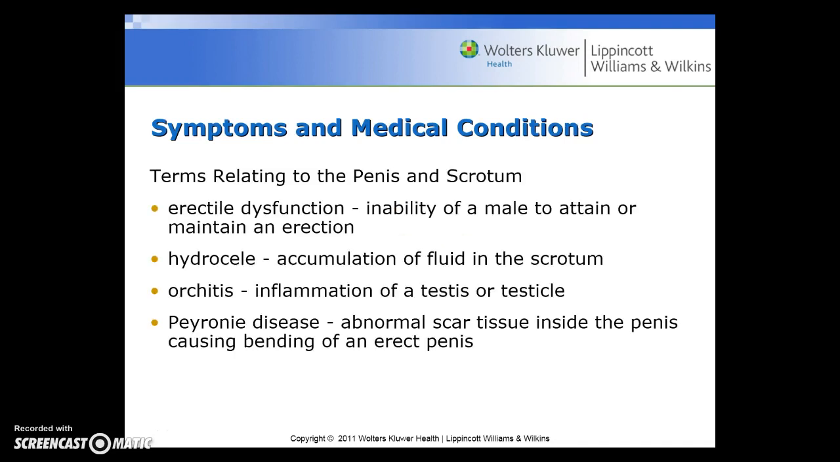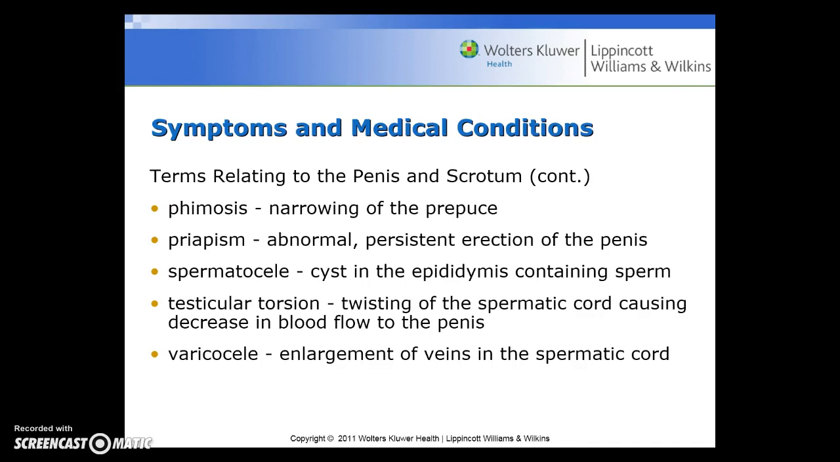Additional terms relating to the penis and the scrotum. Erectile dysfunction is the inability of a male to attain or maintain an erection. A hydrocele is the accumulation of fluid in the scrotum. Orchitis is the inflammation of a testes or testicle. Peyronie disease is an abnormal scar tissue inside the penis causing bending of an erect penis. Phimosis is the narrowing of the prepuce.